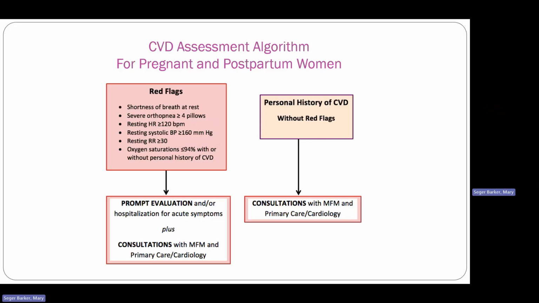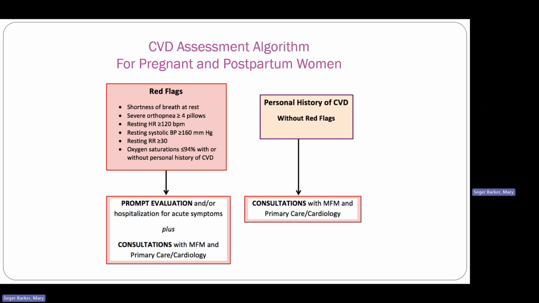So shortness of breath at rest, severe orthopnea, using more than 4 pillows or sitting up in a recliner, inability to lie flat. The resting heart rate: they give a resting heart rate of greater than or equal to 120 beats per minute, resting systolic greater than or equal to 160, and then respiratory rate greater than or equal to 30. And then our oxygen sats 94% or less, with or without personal history of cardiovascular disease.